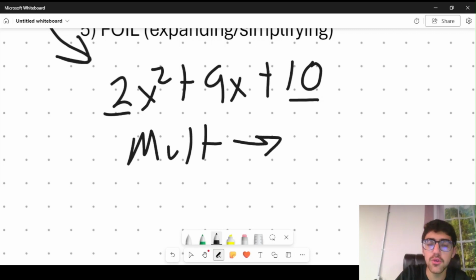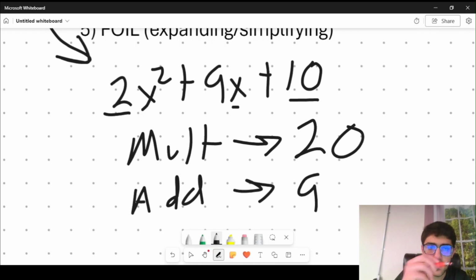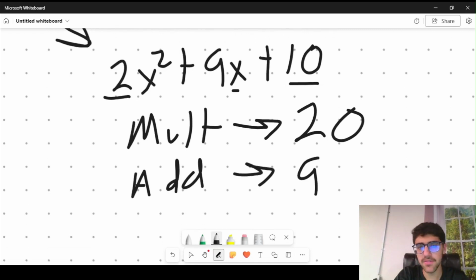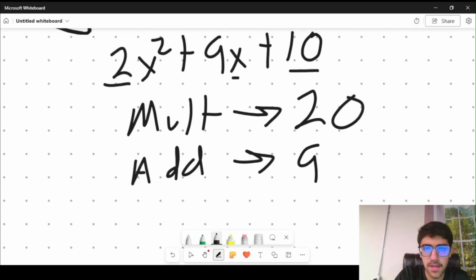You need two numbers that multiply to make 20, but then add to make the coefficient of x, so add to make 9. You can just keep trying with Desmos, or just think in your brain. You would find that 5 and 4 are two numbers that multiply to make 20, 5 times 4 is 20, and add to make 9, 5 plus 4 is 9.